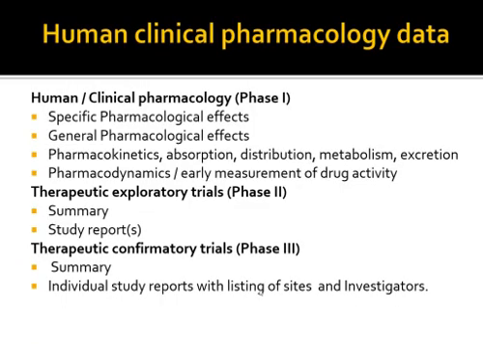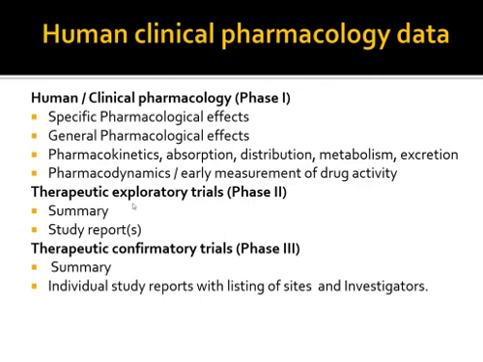Then coming to the human clinical pharmacology data, that is in Phase 1, it includes specific pharmacological effects, general pharmacological effects, then pharmacokinetics: absorption, distribution, metabolism, then excretion. Then after that, it is also necessary to know the pharmacodynamics or early measurement of drug activity.